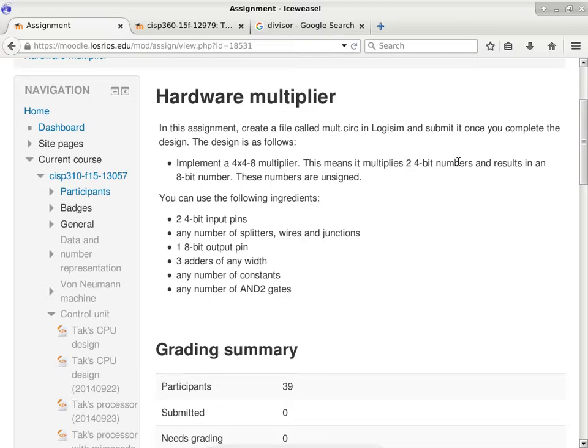The tag said 8 digits. So where's the 8th digit? The 8th digit is the carry from this side here. So this has to be in the output pin, even though it's not a part of the actual output of the last adder. The carry of the last adder should be represented in the output pin. Okay?